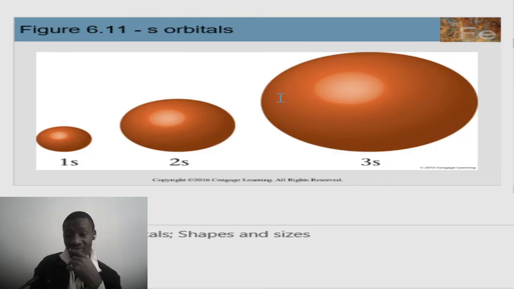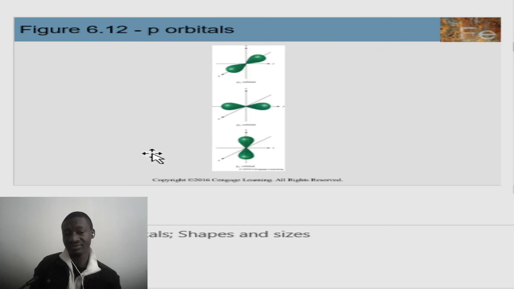So this is the s orbital. You have the 1s, which is small, 2s, which is a little bit bigger, and 3s, which is much bigger than the 1s and 2s. Electrons around this orbital will be found in this blob of space, while the electrons in the 2s will be found around this. And don't always assume electrons to be like this. Most times you can have a cloud of electrons. So hence the whole idea.